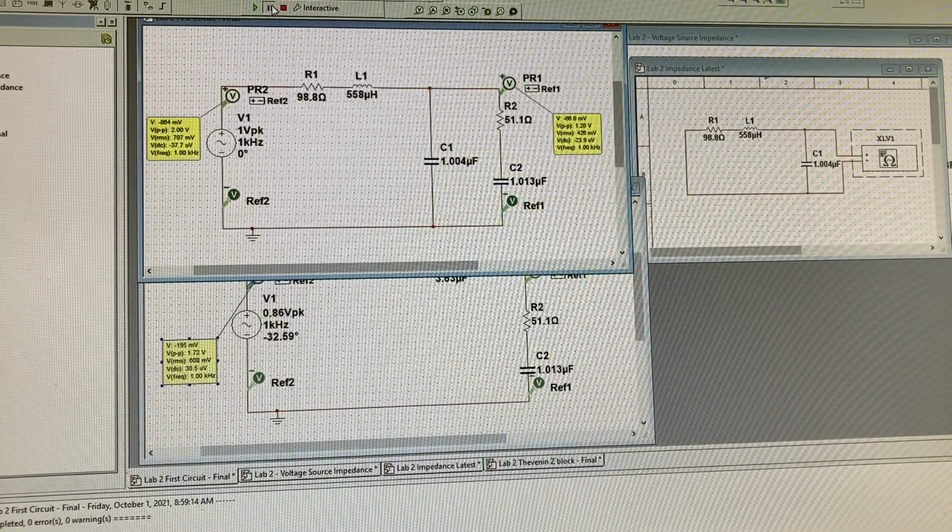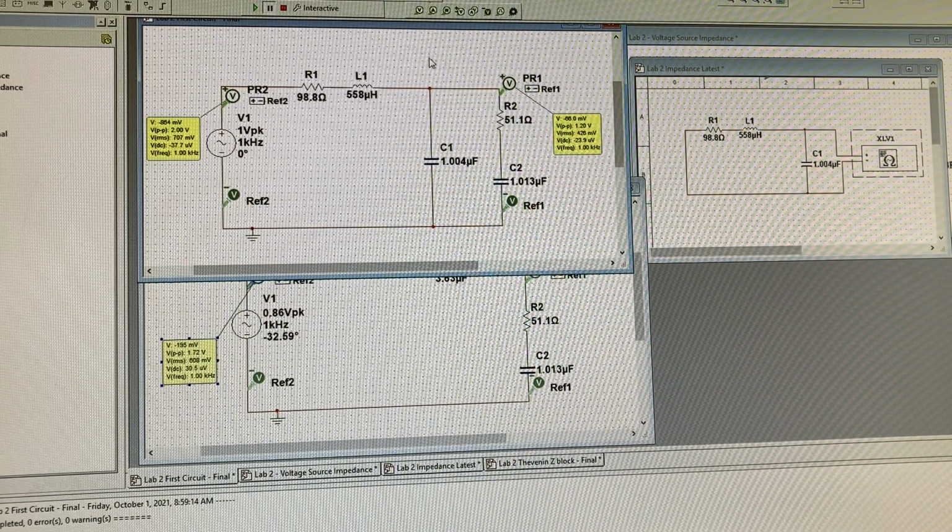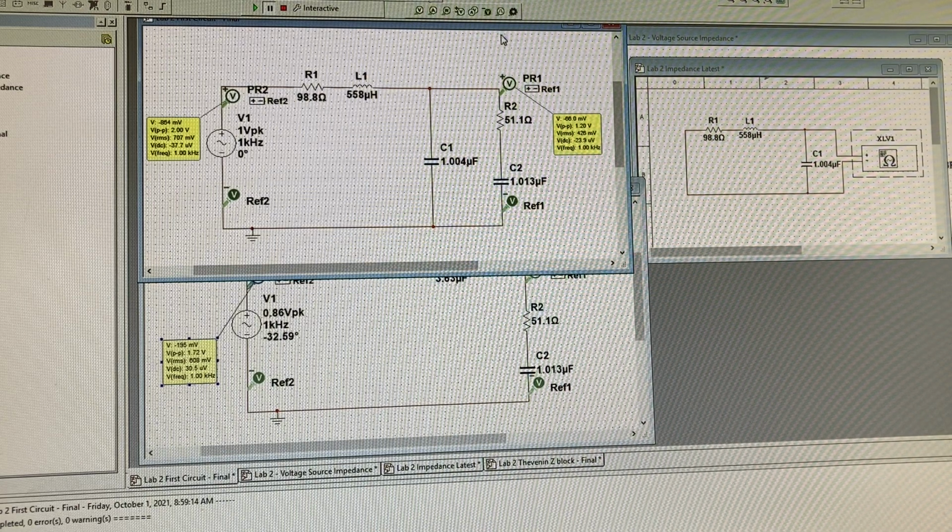This video is meant to help anybody who's struggling with Lab 2 for Circuits 2. I'm just going to demonstrate how I set up my circuit and how you should collect the experimental data. So here, let's start with Multisim.